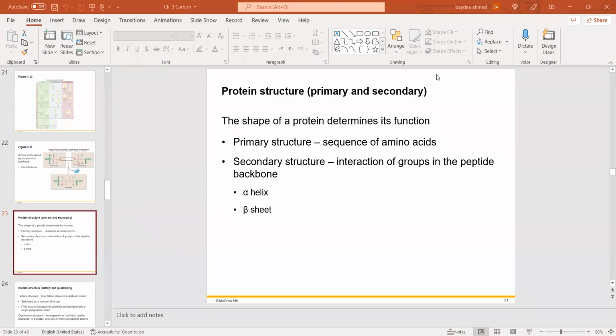So, four levels of protein structure. The primary structure of a protein is its amino acid sequence. A secondary structure consists of hydrogen bonds between groups in the peptide backbone. If the peptide is coiled into a spiral, that is called an alpha helix. Hydrogen bonds also occur between regions of peptide aligned next to each other to form a planar structure called a beta sheet. So we have two forms of secondary structure, alpha helix and beta sheet.